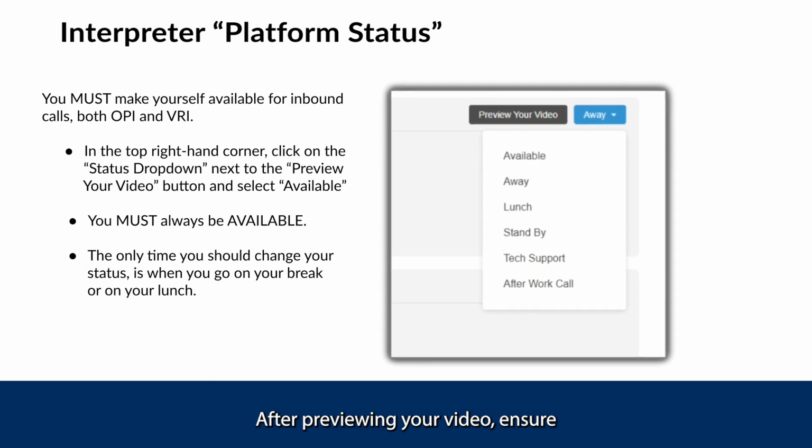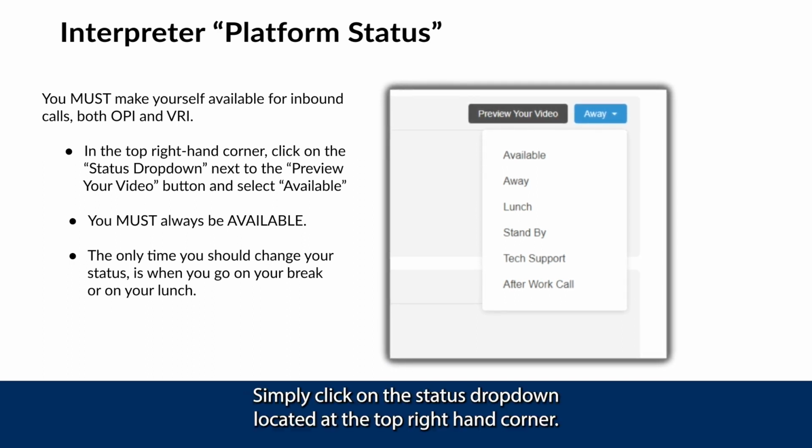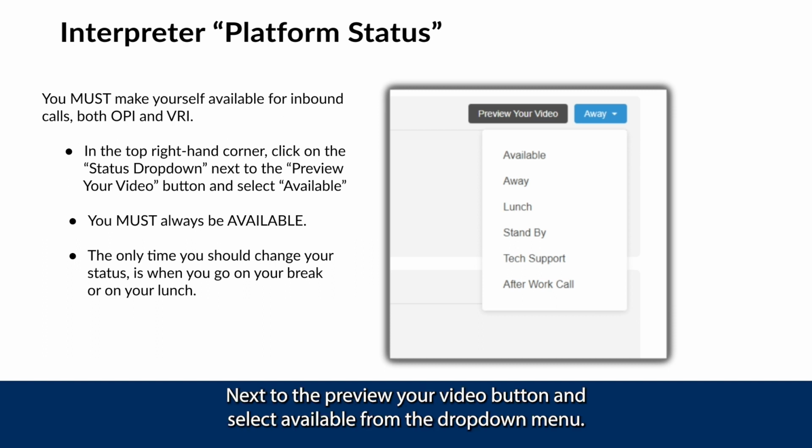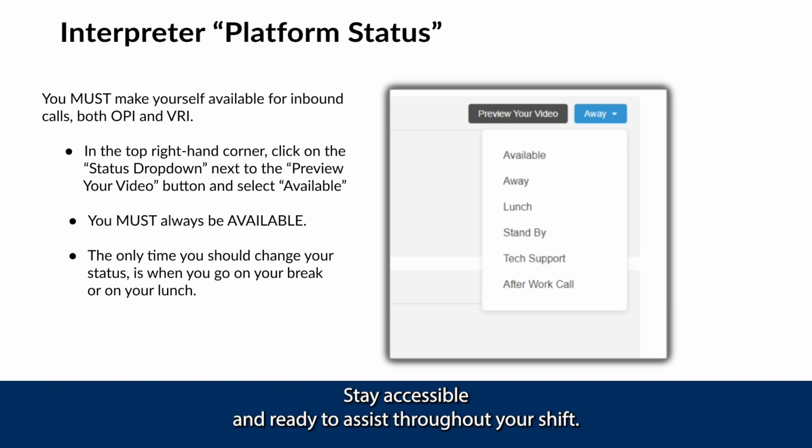After previewing your video, ensure you are ready to receive inbound calls for OPI and VRI sessions. Simply click on the status drop-down located at the top right-hand corner, next to the Preview Your Video button, and select Available from the drop-down menu. Remember, you should always be available unless you are on a scheduled break or lunch. Stay accessible and ready to assist throughout your shift.